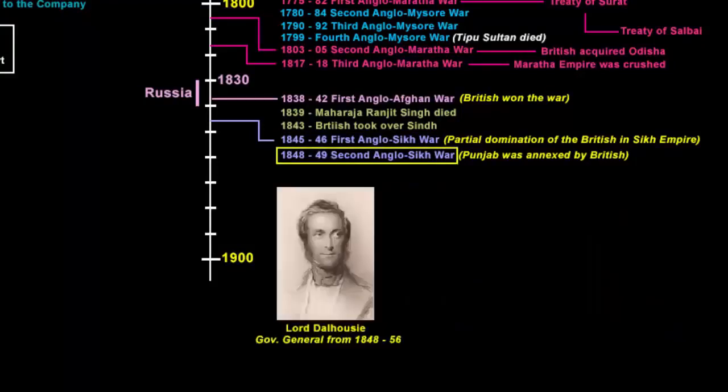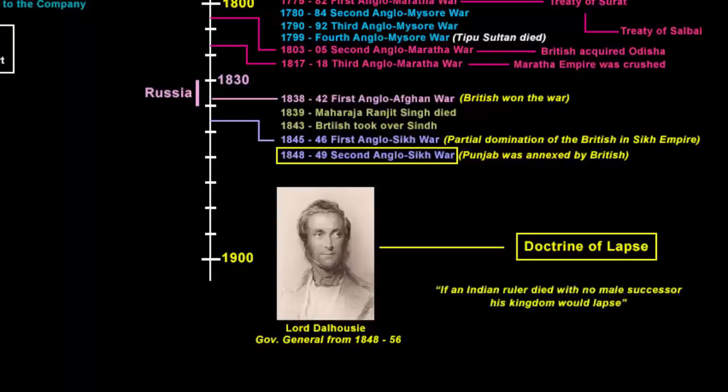Soon after the end of the Second Anglo-Sikh War, Governor General Dalhousie introduced a policy that came to be known as Doctrine of Lapse. This policy was an upgraded version of the subsidiary alliance policy because, if you remember, in subsidiary alliance, the Indian rulers were not allowed to have their own forces. They were forced to depend on the company forces for any kind of protection, and that too in exchange of payment. And according to this new policy of Doctrine of Lapse, if an Indian ruler died without a male successor, his kingdom would lapse and would become part of the company's territory.